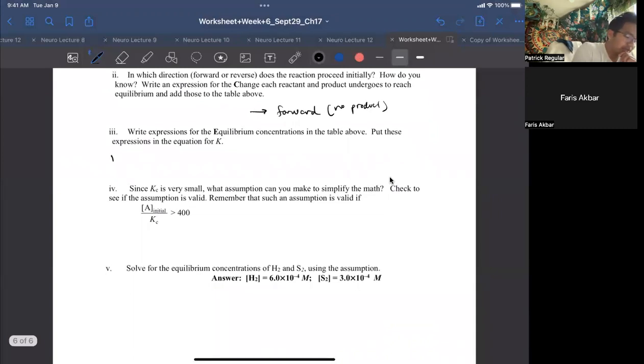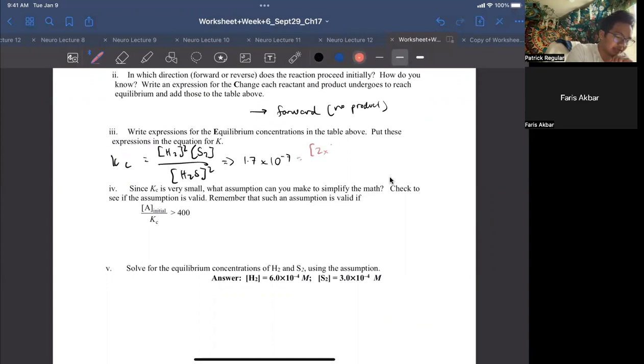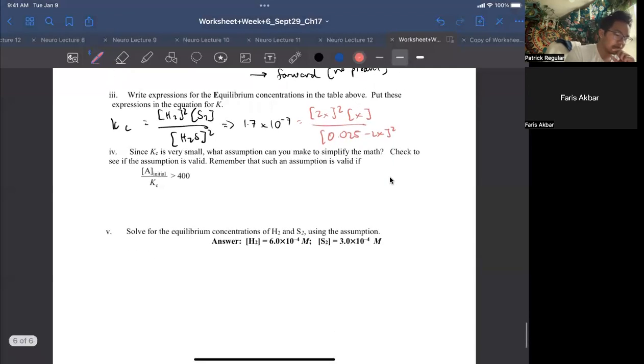And our new expression, all right, our K constant expression will be H2 to the second power, S2, H2S2, all right? And that is 1.7 times 10 to the negative 7 equals 2x squared, 2x, over 0.025 minus 2x, squared. So let's just multiply that in. Okay, that's the expression.